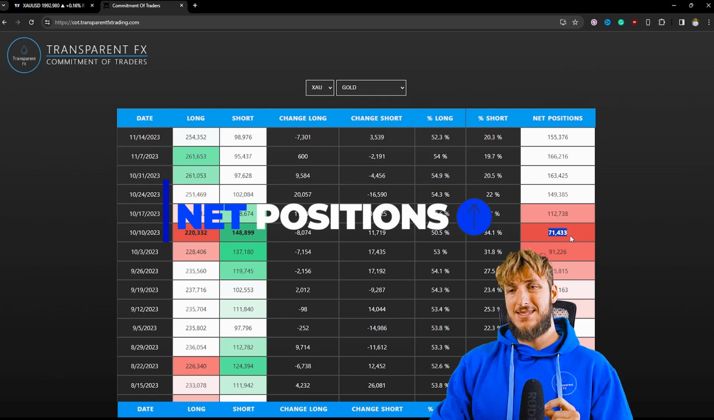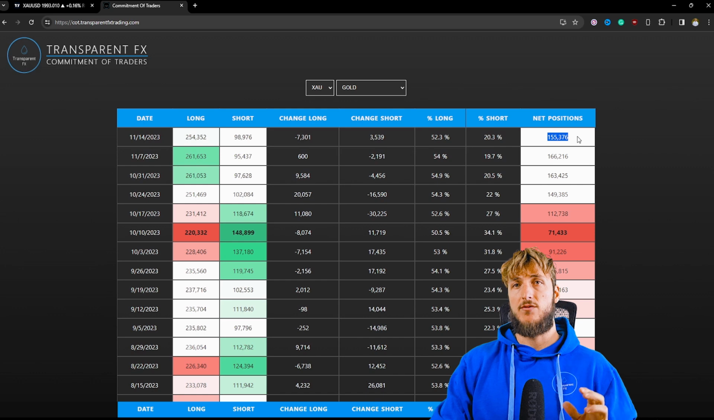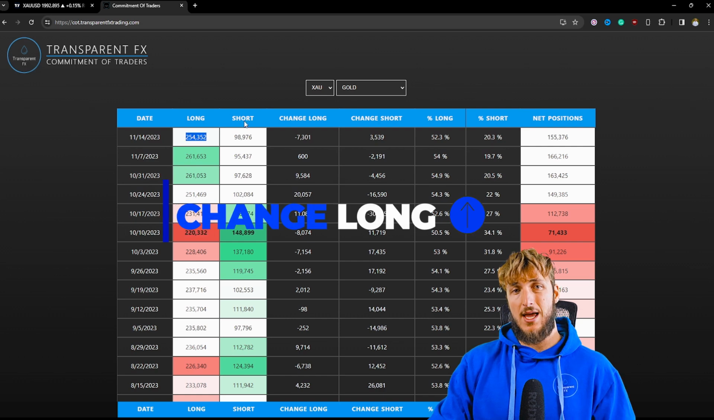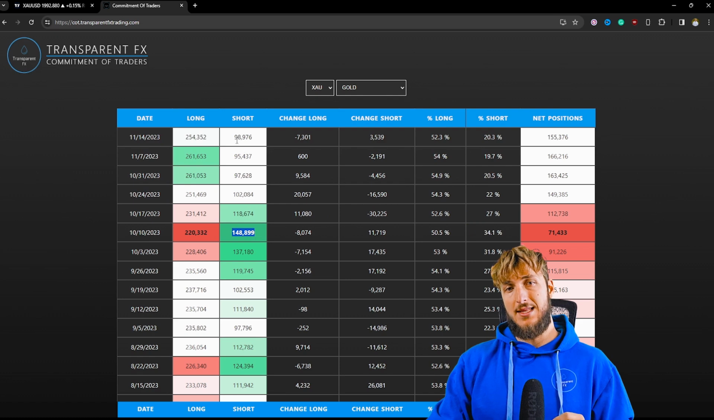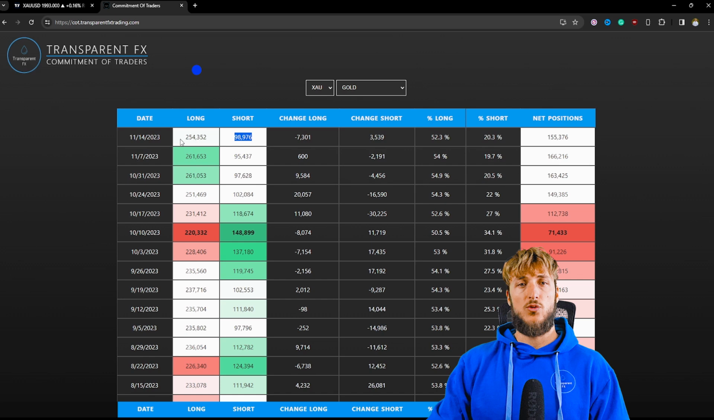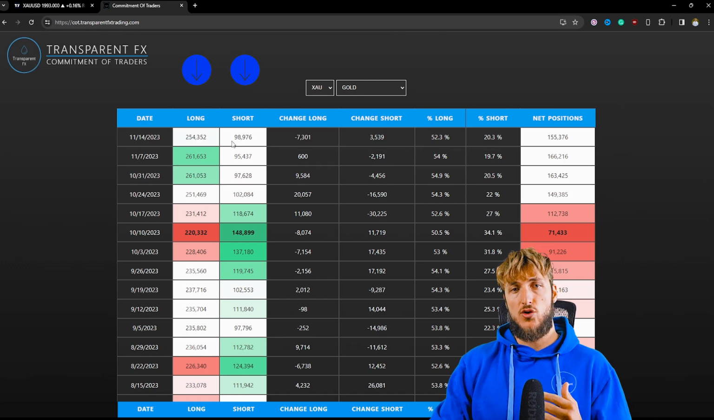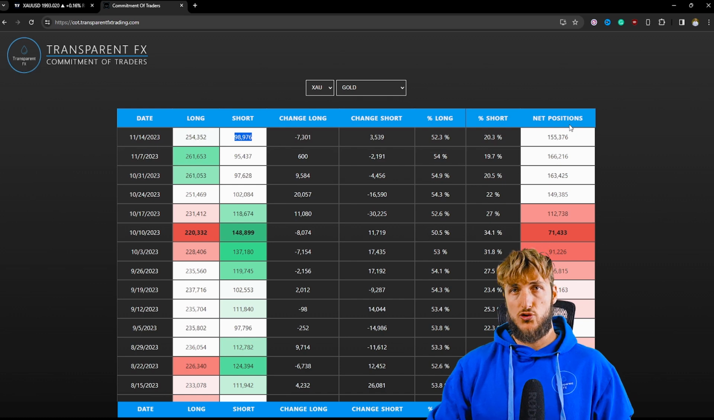We went from having 71.4k net positions all the way up to 155.3k net positions, with a huge increase of the longs from 220k to 254k, and shorts decreased massively from 148k down to 98.9k. So at the moment, institutions are positioned with 254k longs compared to only 98k shorts, showing a clear move to the bullish side for gold when it comes to the institutional side of the market.